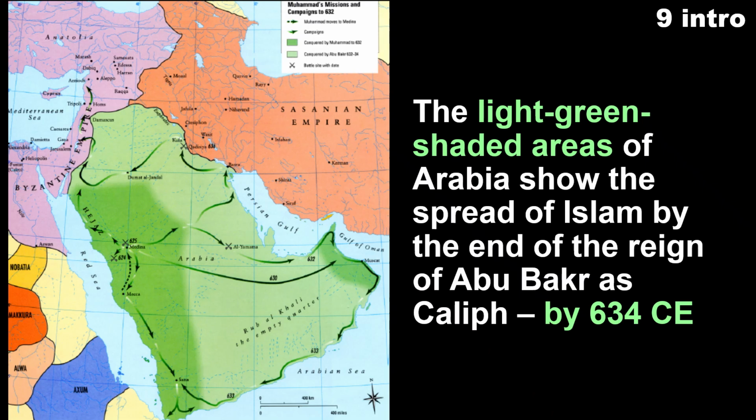You've seen this map before. Remember, the dark green shaded areas of Western Arabia and the southeastern corner of Arabia were the extent of Islam by the time of Muhammad's death. But under the leadership of Abu Bakr, the one chosen to be the first caliph to succeed Muhammad as head of the faith, the territory of Islam had expanded within just 2 years to include the light green shaded areas as well as the dark green shaded areas.